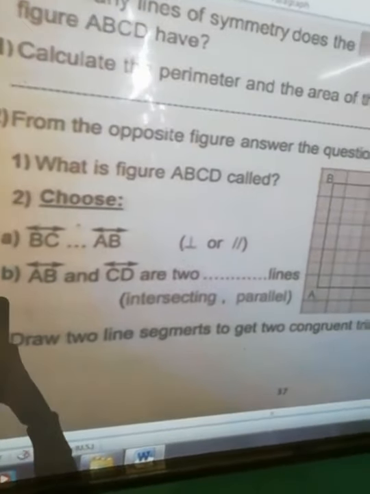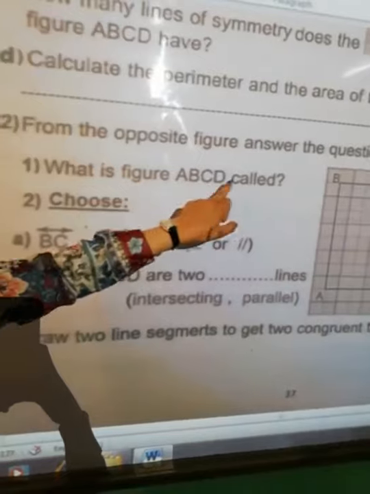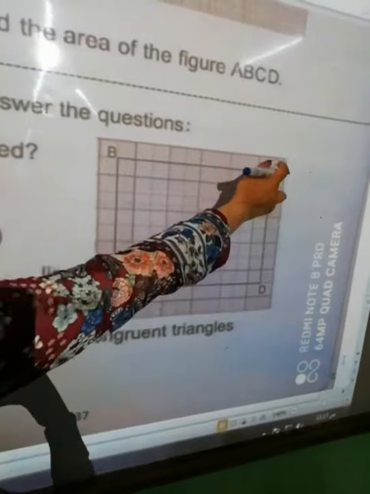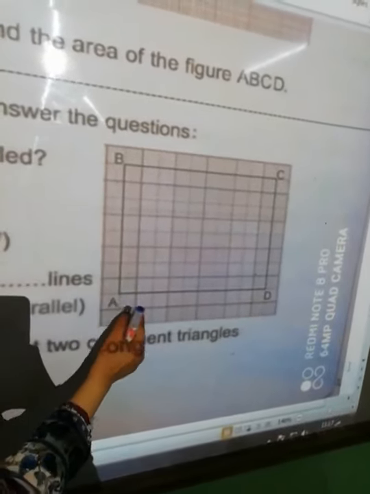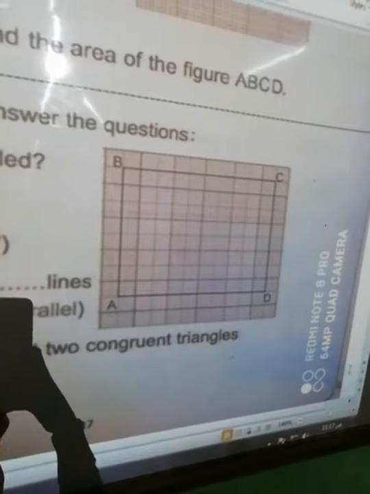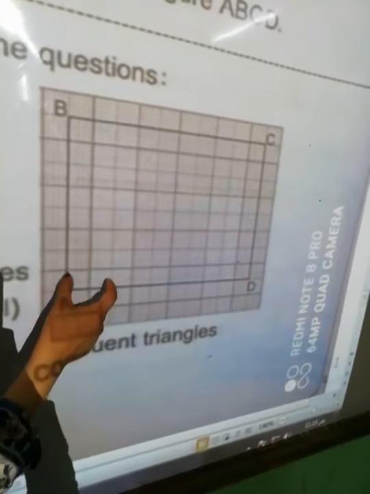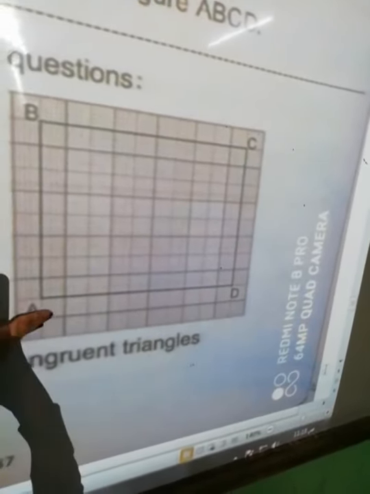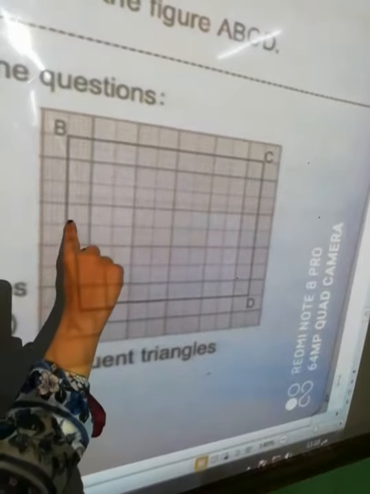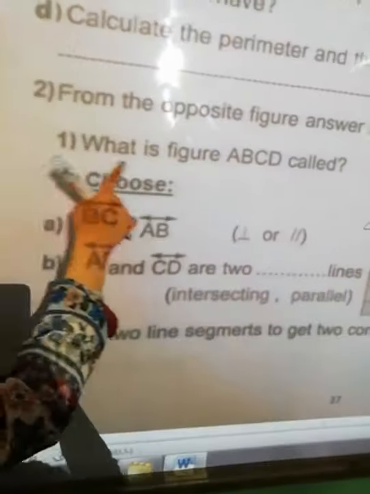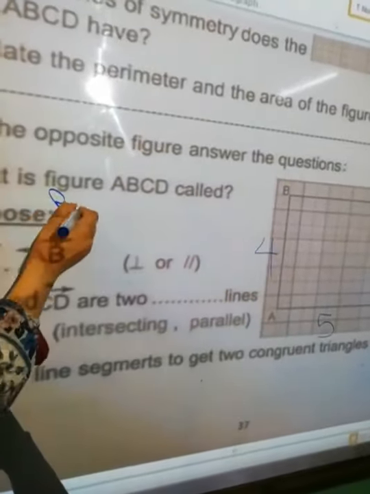Okay, from the opposite figure answer that question. What is figure ABCD called? Start. This is A, B, C, D. This is how many squares? It's 1, 2, 3, 4. Again, A, B, C, D. Count again. 1, 2, 3, 4, and 5. This is a length. And width, 1, 2, 3, 4. So, this figure is a rectangle.